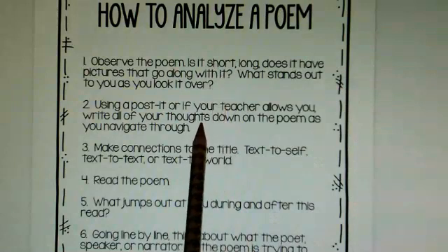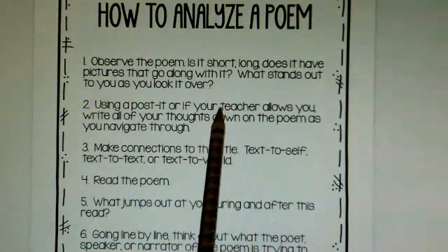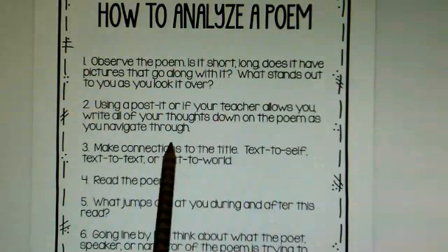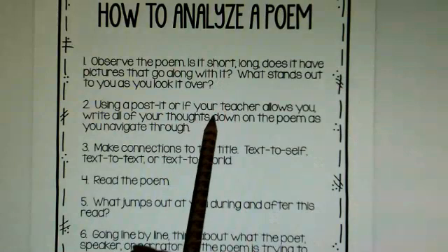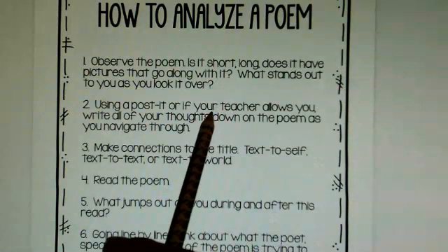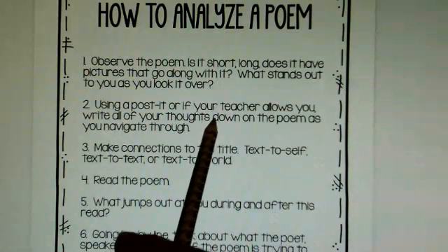Number two, using a Post-it, or if your teacher allows you, write all of your thoughts down on the poem as you navigate through. You will have the poems written in your journal. Yesterday you wrote down Dreams by Langston Hughes, and that's the one we're using today. So I'm going to go with this second idea. I want you to write things down as you read through our poems.